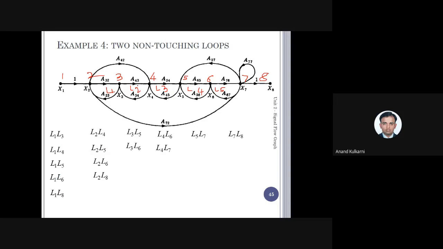Similarly for L2, we have L4, L5, then L6 and L8. Again, L6 and L8 are not touching. Similarly, if I go to L3, L5 is not touching and L6 is also not touching. Then if I go for L4, L6 is not touching and L8. Which one is L8? This is L8.